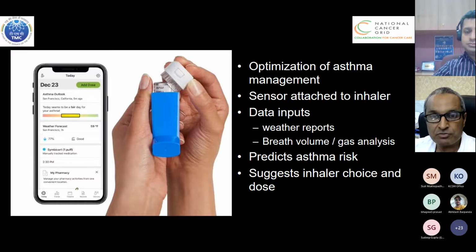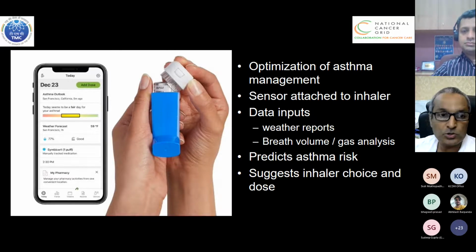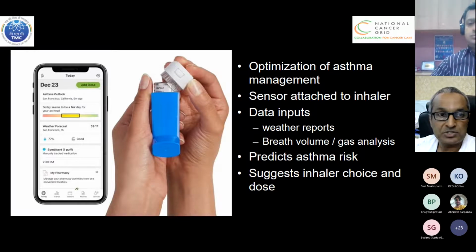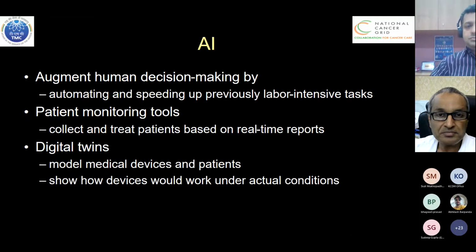And with a combination of this data, it's actually able to predict the risk of developing an asthmatic attack and go to the point of suggesting which inhaler to use and what dose to use and at what frequency. So something which is completely in the patient's hand empowers the patient remarkably, and without having to access a complex healthcare system, helps with something which is a very true real life problem.